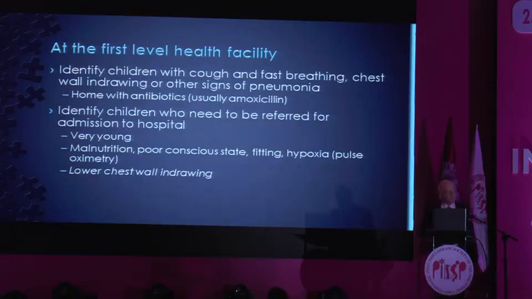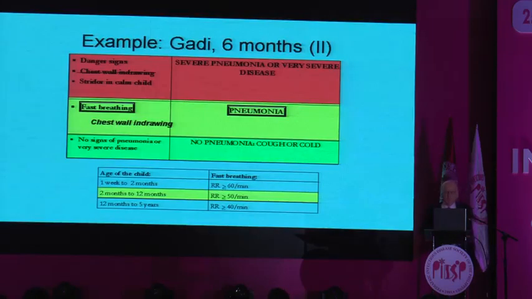Because the case management strategy that was developed in the 1980s and, as I said, was implemented strongly in this country and many other countries, relied on chest wall indrawing, lower chest wall indrawing, as a key sign to indicate which children are severe enough to send to hospital. And recently, that's been changed. And this slide, which is from the IMCI training materials, shows the standard way that health workers are supposed to be evaluating children, and I think everybody here is probably familiar with this. But the chest wall indrawing has now been moved into the yellow section in the middle. In other words, children who have chest wall indrawing but no danger signs are now recommended to be treated at home with antibiotics.